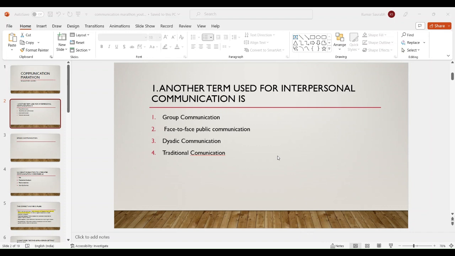And when there are three people involved in a conversation, it is called a triadic communication. So by two, it means dyadic. I hope it is clear to you. Now let's come to the next question.